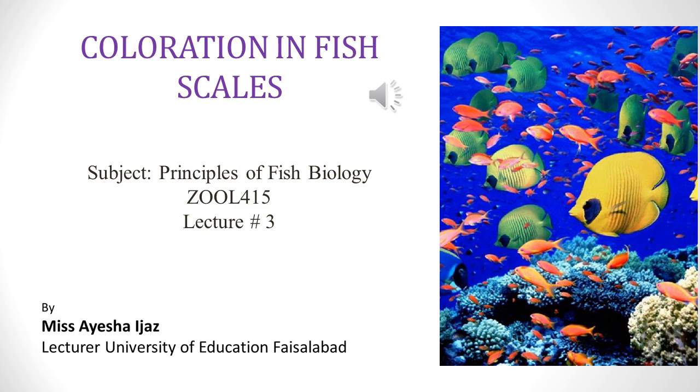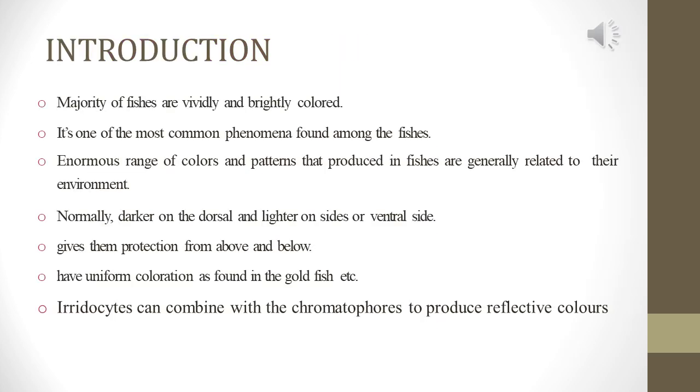In this lesson, we will discuss why fishes have different colors and how it is possible to show many colorations in the fish scales. First of all, let me introduce this. The majority of fishes are vividly and brightly colored. It's one of the most common phenomena found among fishes.